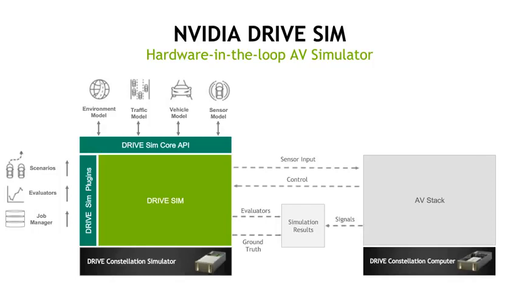In a nutshell, DriveSim is essentially a full-blown AV simulator that renders graphics and has a full model for sensors. And the way we typically deploy DriveSim is on a computer that we call Constellation. So I'm going to start at the bottom of this picture. Constellation has two sides. The left side is the simulator itself. This is basically a general purpose graphics computer that's hosting the simulator itself.